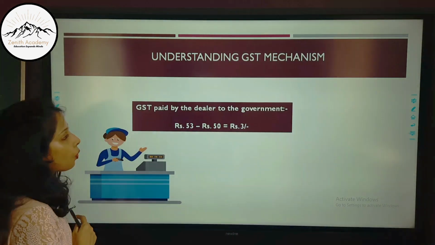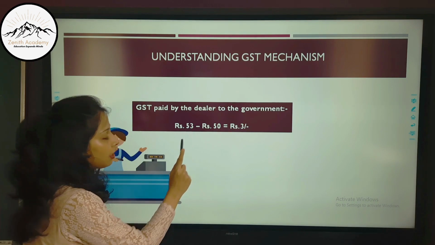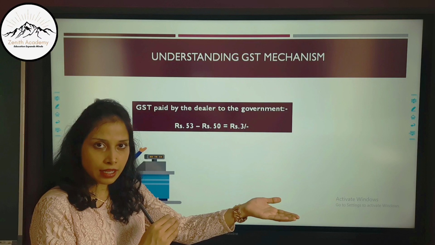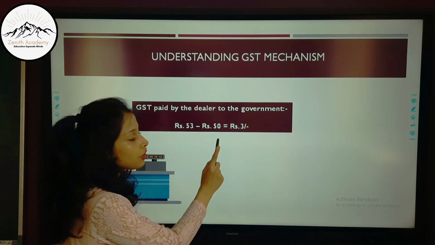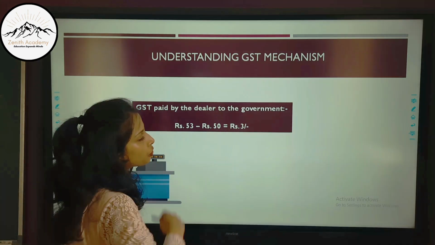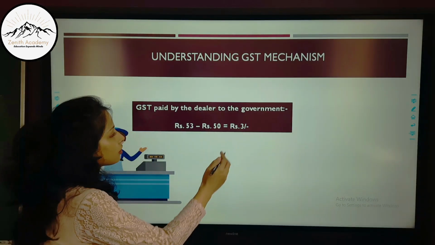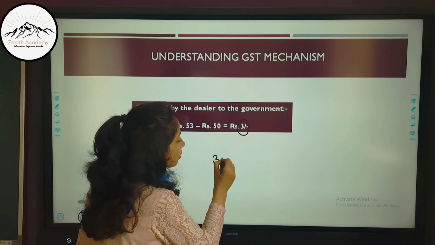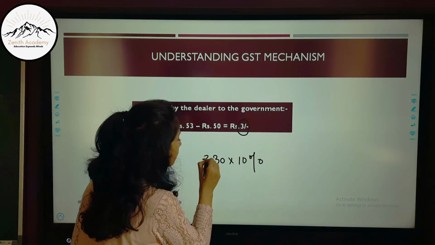What this dealer is going to pay to the government is rupees 53, that is this amount which is collected from the final customer on the sale, minus rupees 50 which he paid on the purchase of that good, which comes out to rupees 3. So if you see clearly here, this 3 rupees is actually what? 10% of rupees 30.